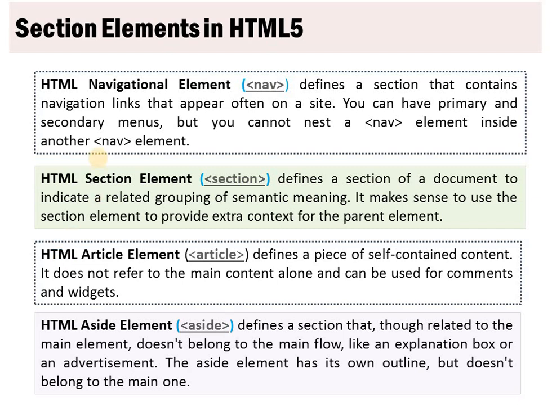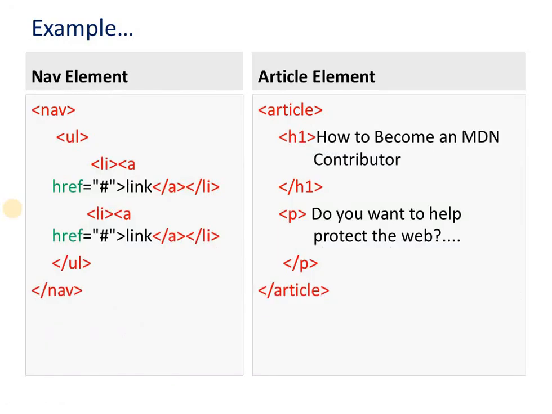For example, which ones are used? That is your nav tag and article tag. Section is not generally used. Instead of section, there is the div tag, which is used frequently. So this is the example. How can you use it?